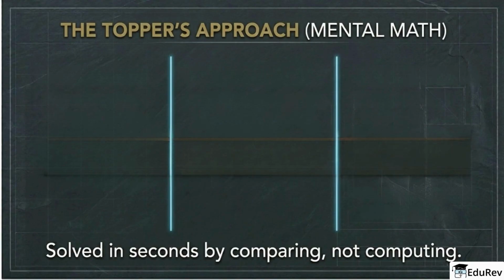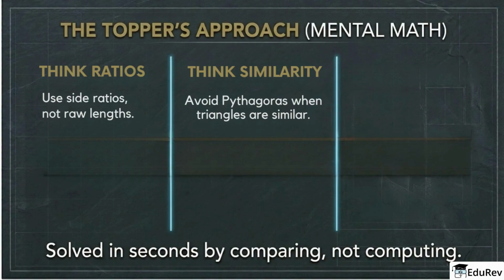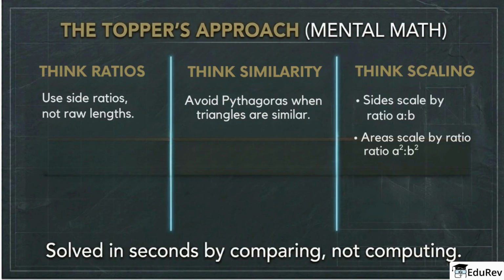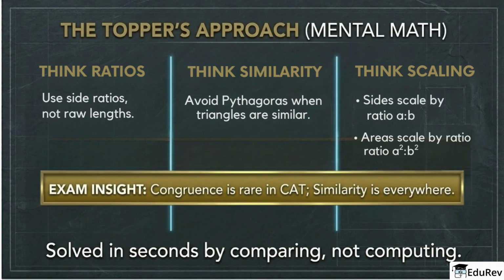Instead of chasing raw lengths, think in ratios. Similarity is especially important because it appears far more often than congruence in CAT-style geometry. Once similar figures are identified, scaling rules become your shortcut. Lengths scale by a to b, areas scale by a squared to b squared, and so on. The main habit to build is comparison, not computation. That is how problems get solved in seconds.